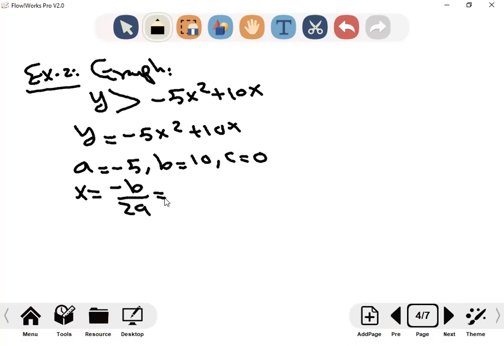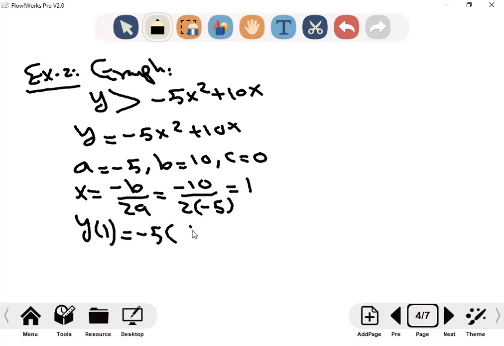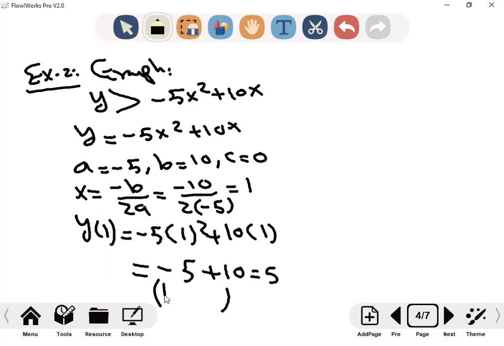Axis of symmetry, right? يلا. Minus 10 over 2 times negative 5. It will be 1, right? Put 1 in the function y at 1 to find the vertex. Negative 5 multiply 1 power 2 plus 10 multiply 1, right? 10 multiply 1, equal negative 5 plus 10 means 5. The vertex is 1 and 5. هذا الفيرتكس. صحينا يا الأخ المحترم اللي هناك. This is the vertex, right?